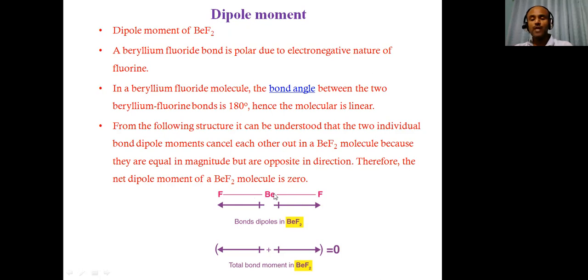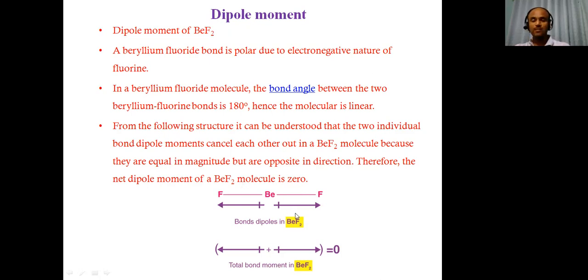Here we have two dipoles, and they are oriented exactly opposite to each other because the molecule is linear, bond angle is 180. Therefore, we know that dipole moment is an additive property. So the net dipole moment is equal to the sum of the two dipoles present in this molecule. This is dipole first, this is dipole second.